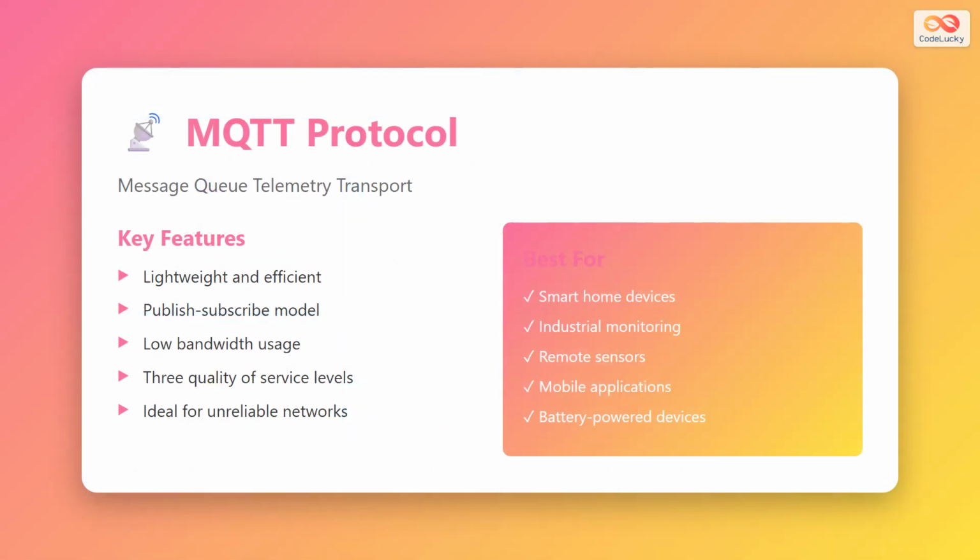MQTT is one of the most popular IoT protocols. It operates on a publish-subscribe model, making it lightweight and efficient with minimal bandwidth usage. MQTT offers 3 quality of service levels to match your reliability needs. It's particularly ideal for unreliable networks and battery-powered devices. Common applications include smart home devices, industrial monitoring systems, remote sensors, mobile applications, and any scenario requiring efficient communication with constrained resources.